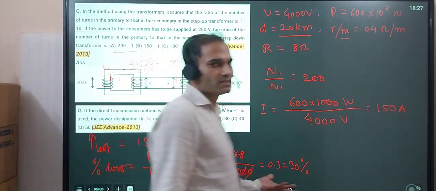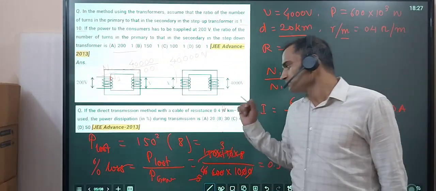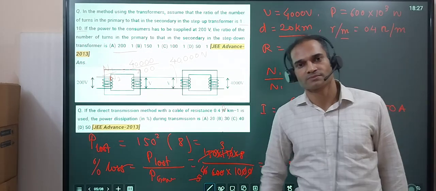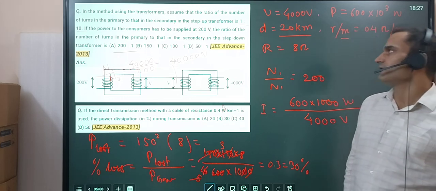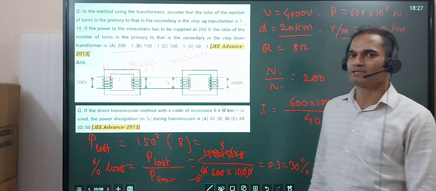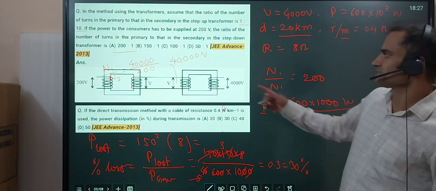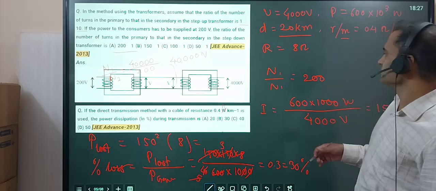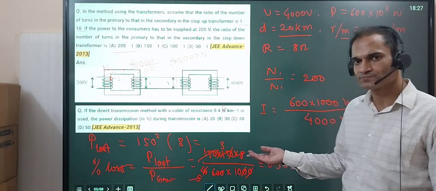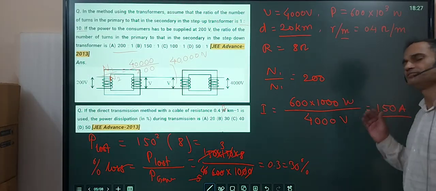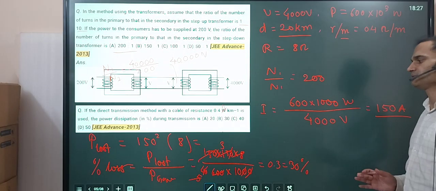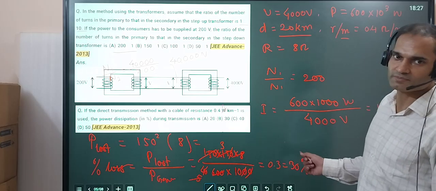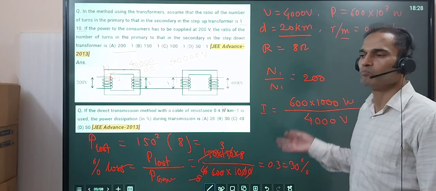If you are transmitting without stepping up, power loss will be 30%. And if you are doing it after stepping up, there is some benefit. What will happen? If you step up, then voltage will increase by a factor of 10. Voltage will become 40,000. Current will become only 15 ampere. And if the current is 15 ampere, this loss will not be 30%. This loss will be only 0.3%.